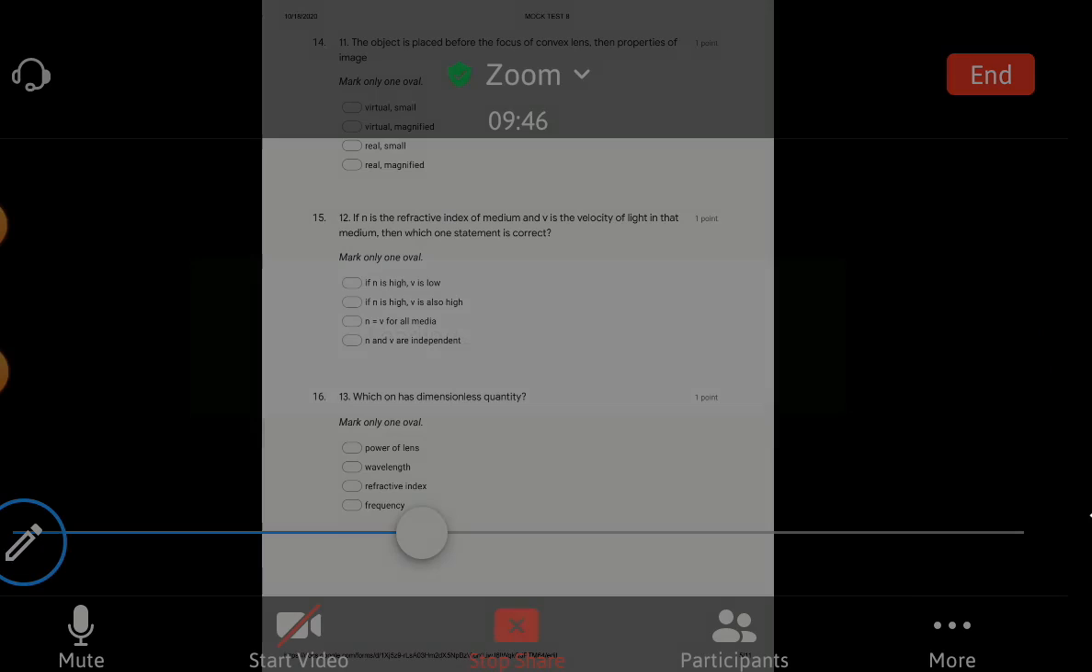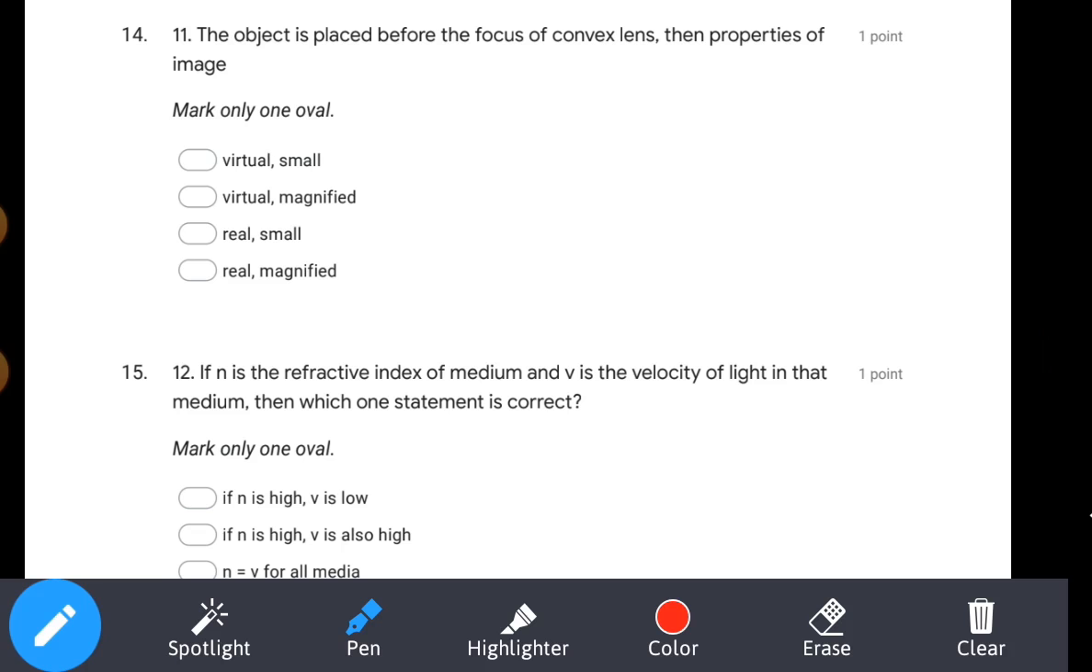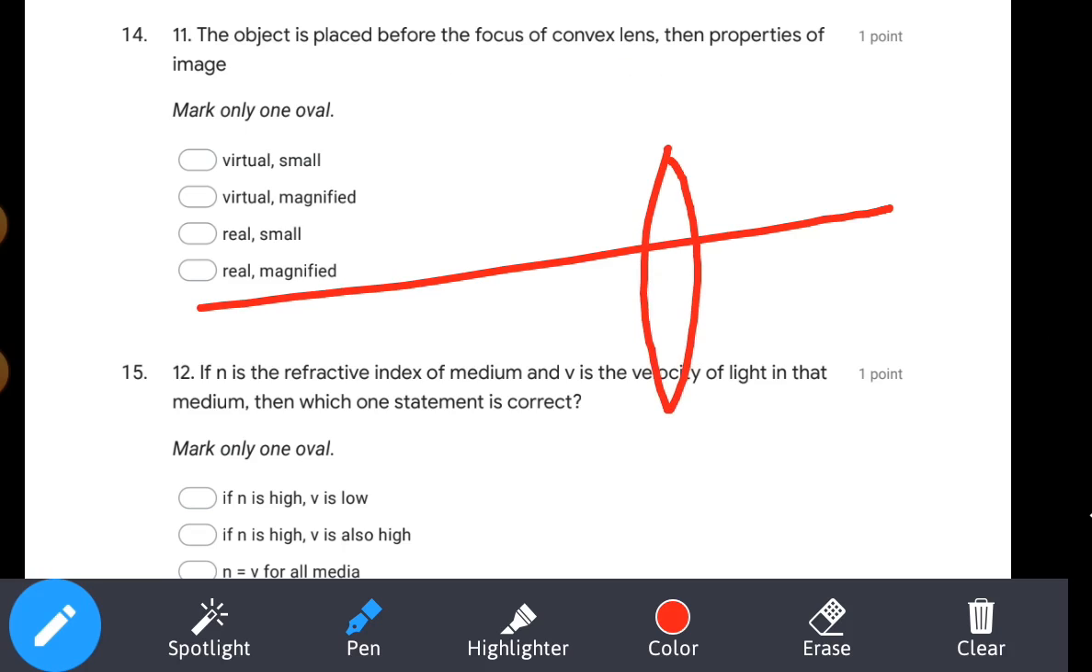So let's see the next page. Let me zoom it. An object is placed before the focus of the convex lens. So let us see the convex lens, focus and center of curvature. Before the focus, an object is placed. The property of the image?